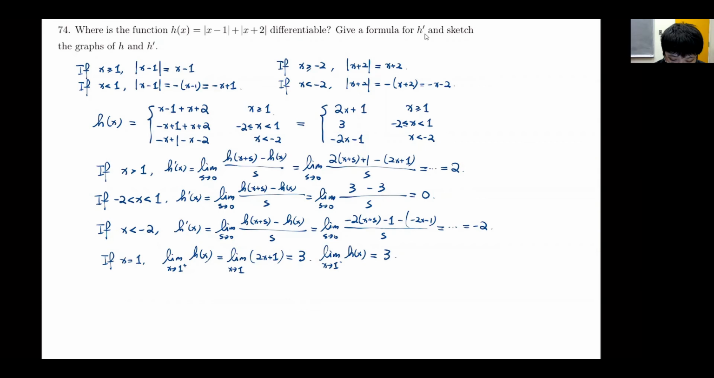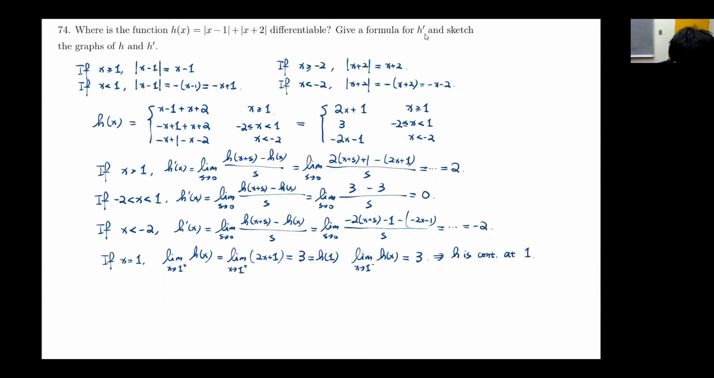All right, and moreover, we know that the first expression also gives us the function value. So this is also h of 1 as well. So then this tells me that h is continuous at the number 1.